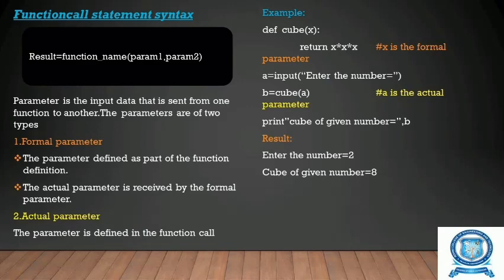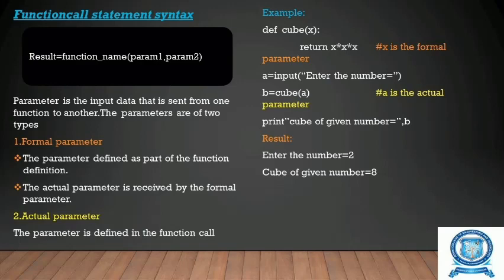So the formal parameter is the parameter that is given in the function definition, and the actual parameter is the parameter that is given in the function call. Consider this example: def cube(x). This is the function definition part, and it returns x * x. Here x is the formal parameter, which passes through the function definition.